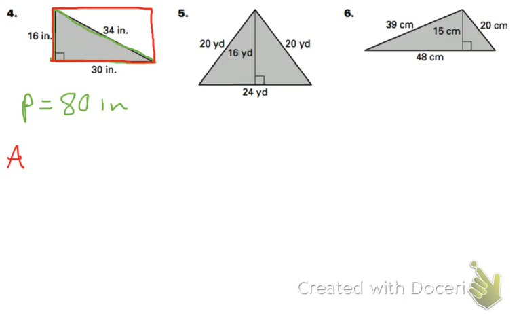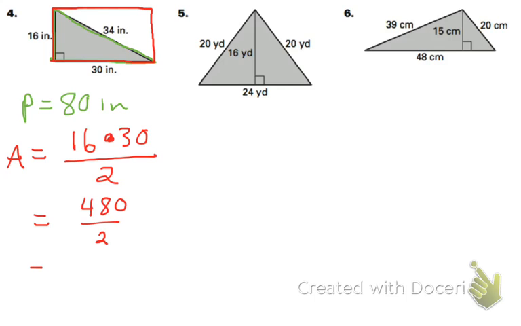So the area is going to be what the area for the rectangle would be, so 16 times 30. But then after that, it's only half of that, so I'm going to divide that by 2. So that's going to be 480 divided by 2, which means that it's going to be 240 square inches.